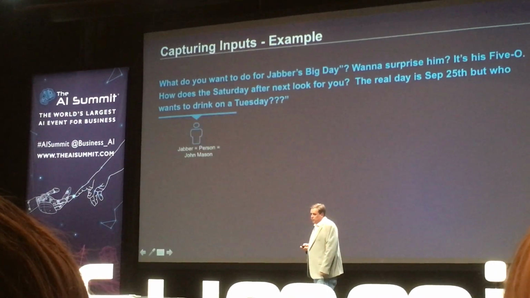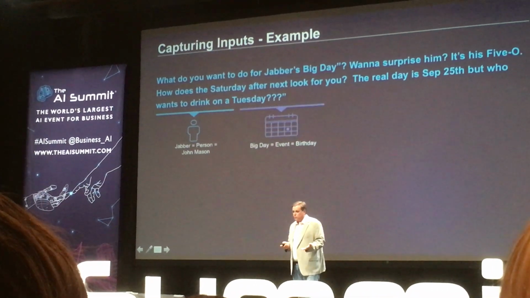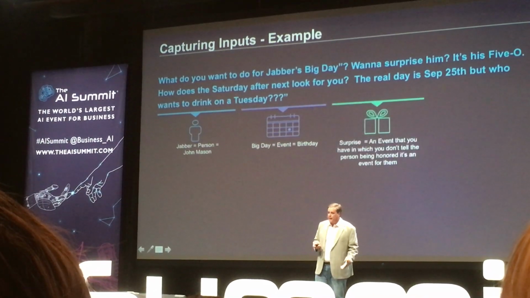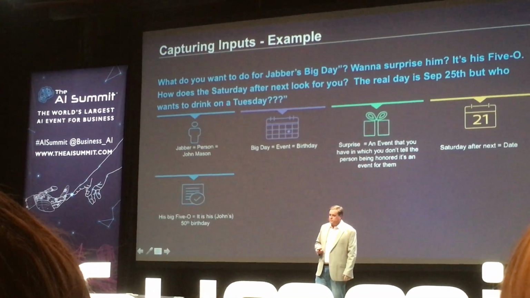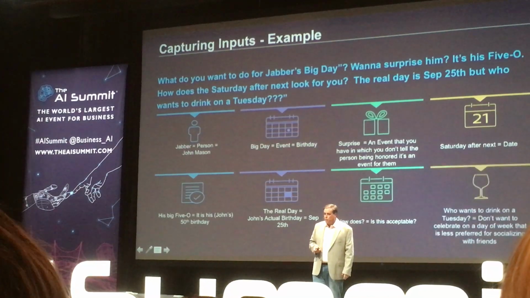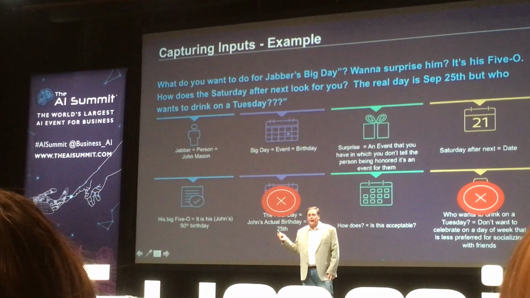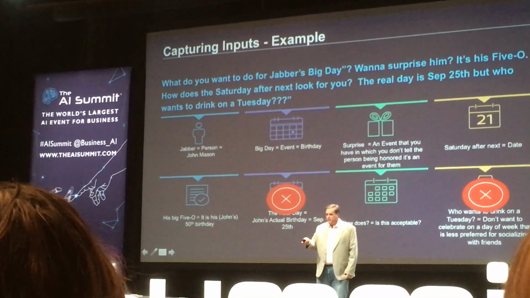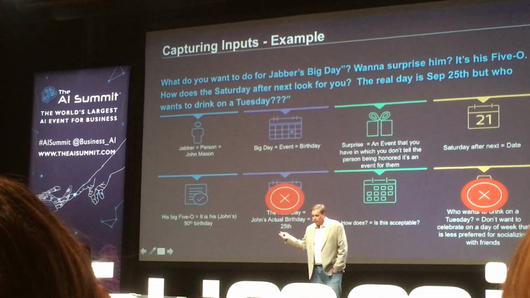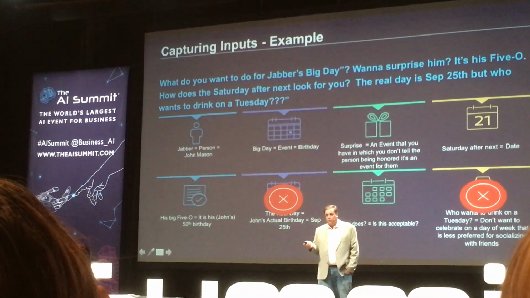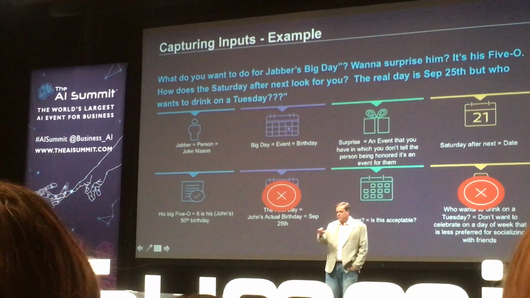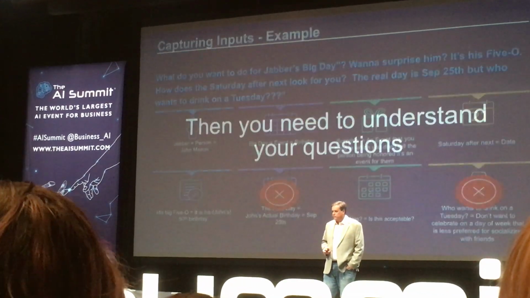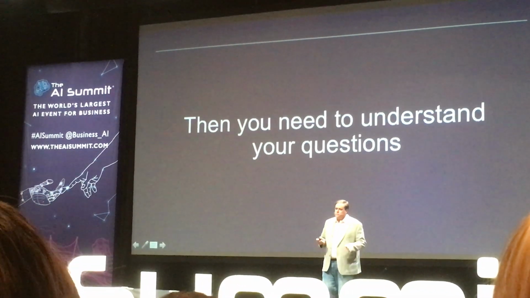So in this case, we're capturing an example. I know that Jabber's a person. He's John Mason, the big day. Right? I go through all these things. It classifies them all. It does a really good job. And oh, by the way, some of these things actually don't matter. So I got to know what matters, because the fact that who wants to drink on a Tuesday doesn't matter in this question, and his actual birthday doesn't matter. So I got to somehow figure out what information I need to know and what I don't need to know. So now I've curated.